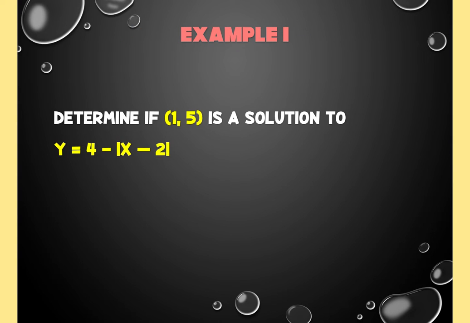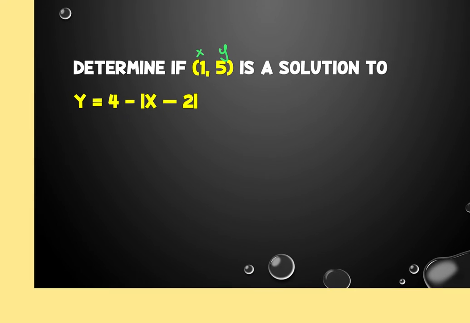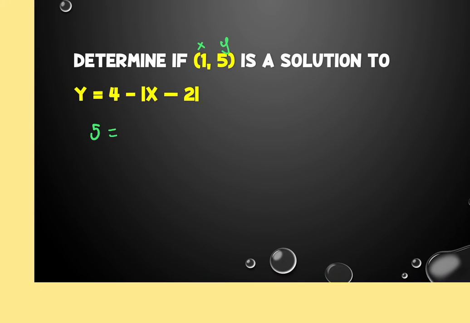So an example would look like this. Determine if (1, 5) is the solution to y equals 4 minus the absolute value of x minus 2. So I take the 1, that's my x, I take the 5, that's my y, and I plug it in. 5 equals 1 minus absolute value of 1 minus 2.